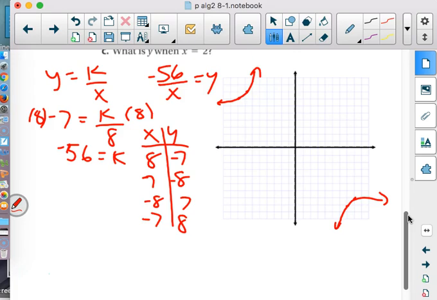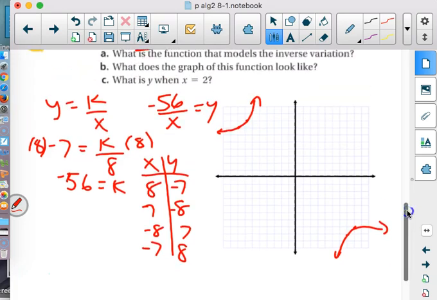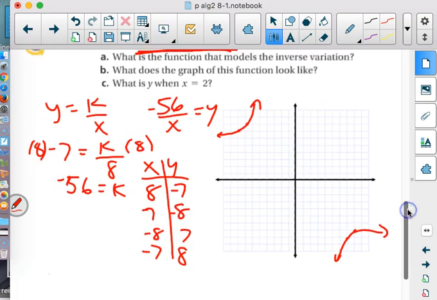So, B says, what does the graph of this function look like? Well, like I said, it's our new name. It's a hyperbola. If you didn't know that, you'd probably just say, well, it looks like it's got a little parabola up there in quadrant 2 and another little parabola down there in quadrant 4. It has those two branches.